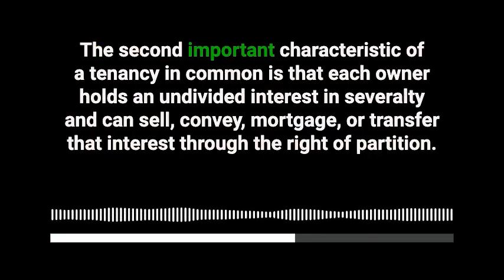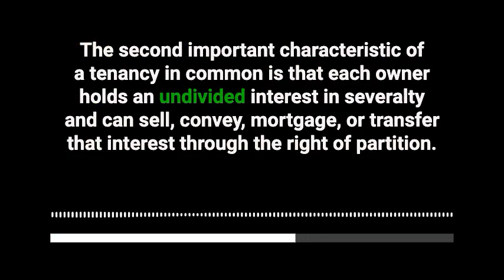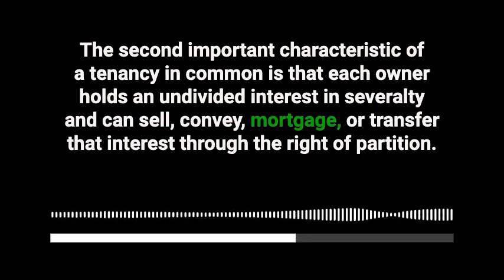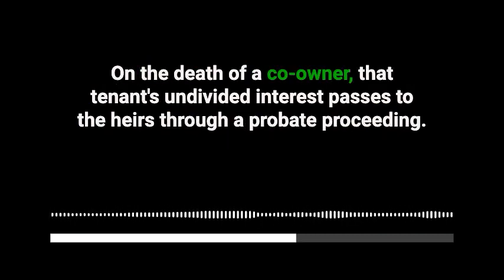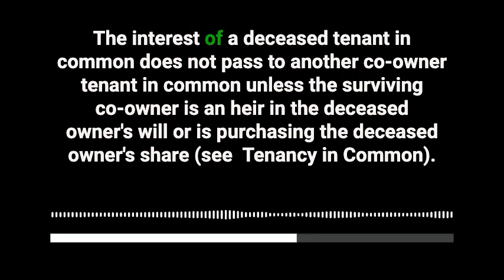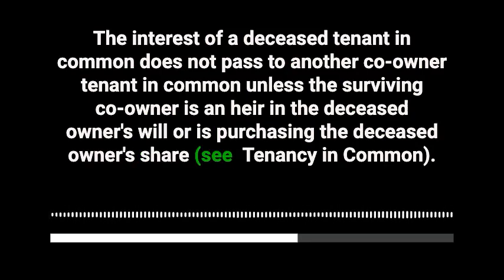The second important characteristic of a tenancy in common is that each owner holds an undivided interest in severalty, and can sell, convey, mortgage, or transfer that interest through the right of partition. On the death of a co-owner, that tenant's undivided interest passes to the heirs through a probate proceeding. The interest of a deceased tenant in common does not pass to another co-owner tenant in common unless the surviving co-owner is an heir in the deceased owner's will or is purchasing the deceased owner's share.